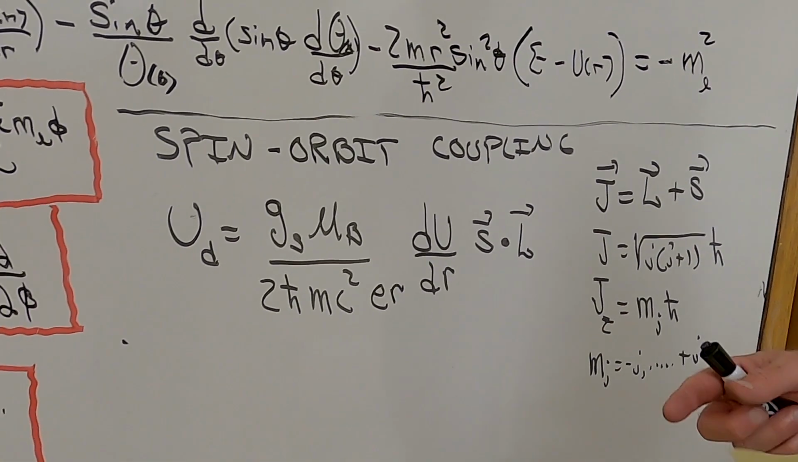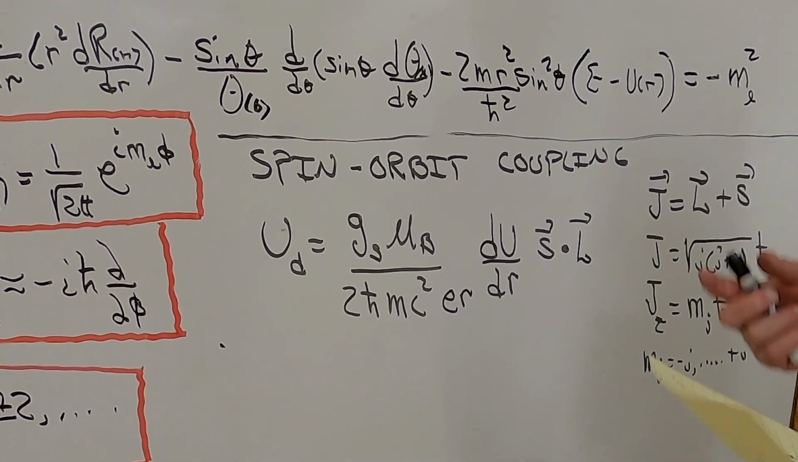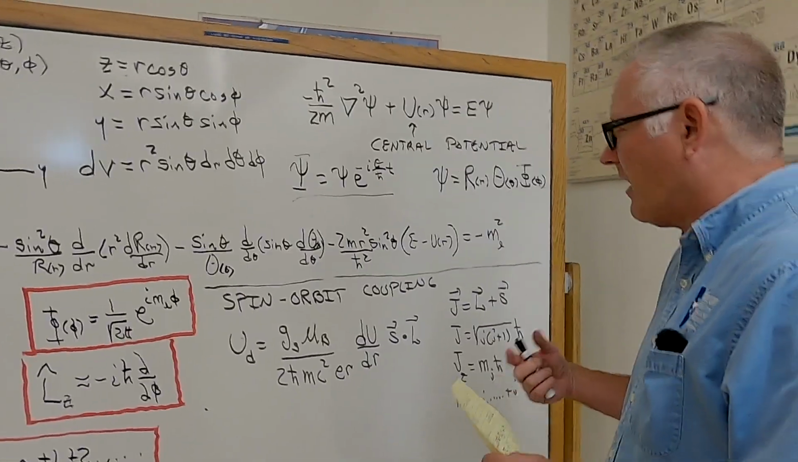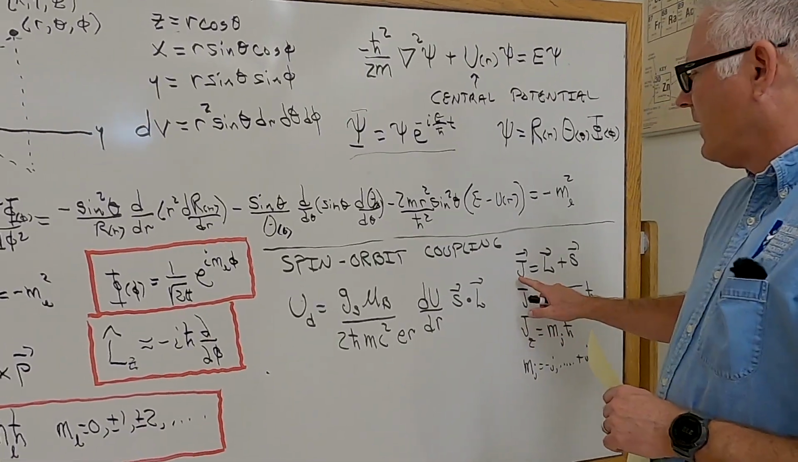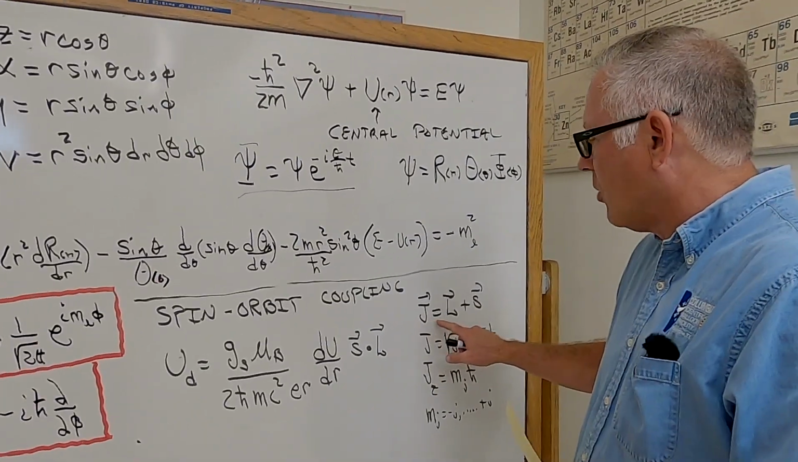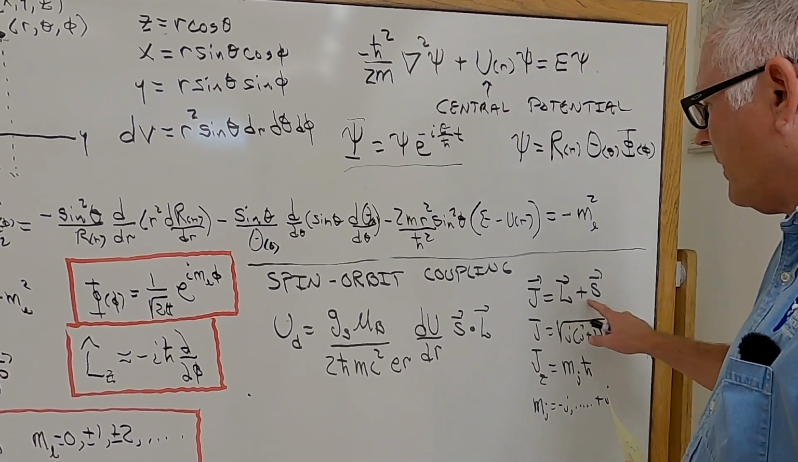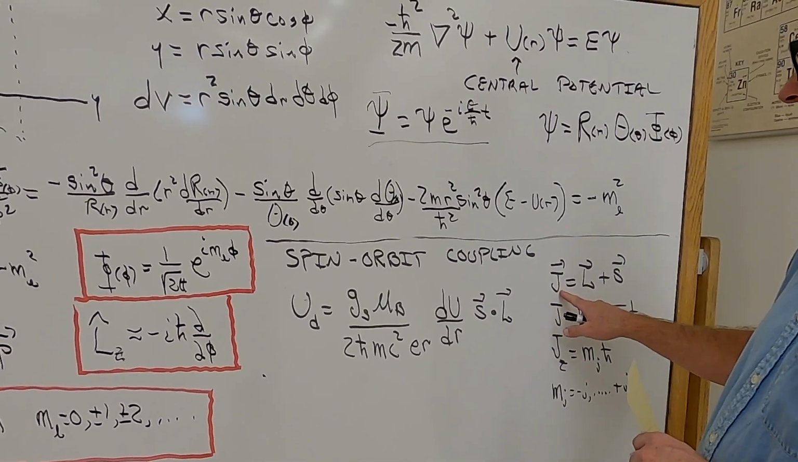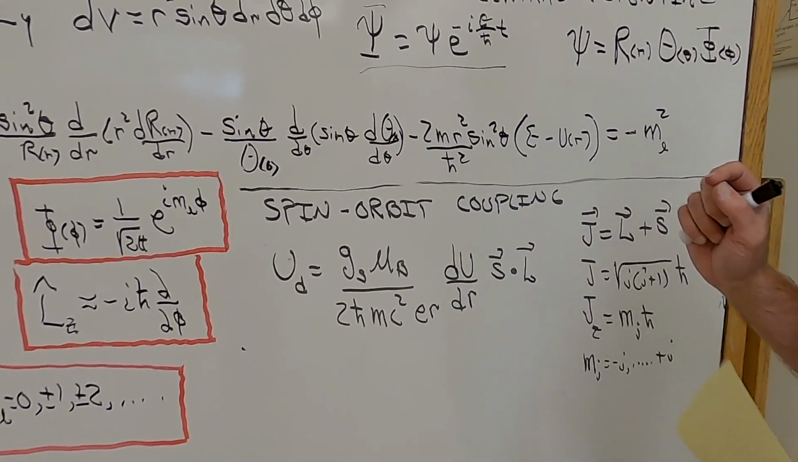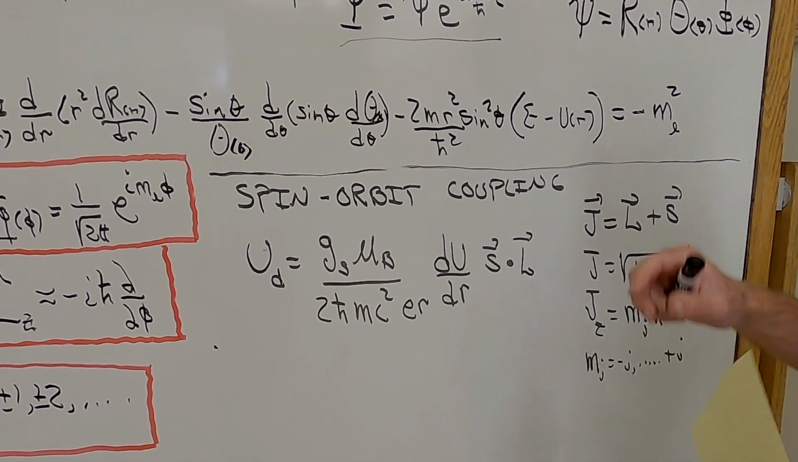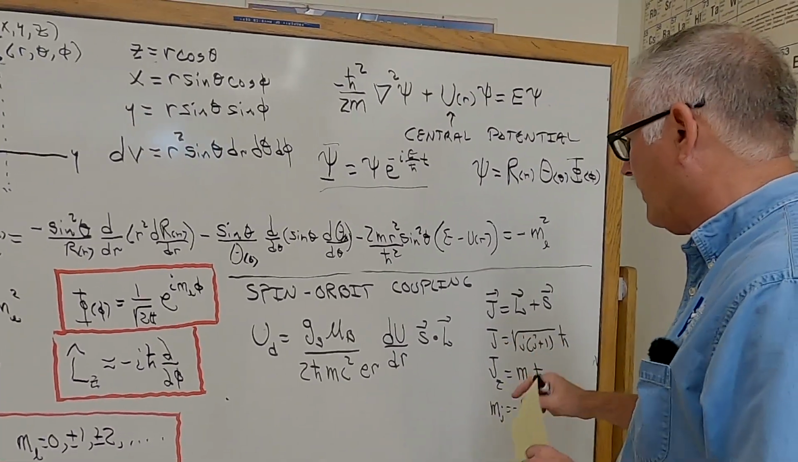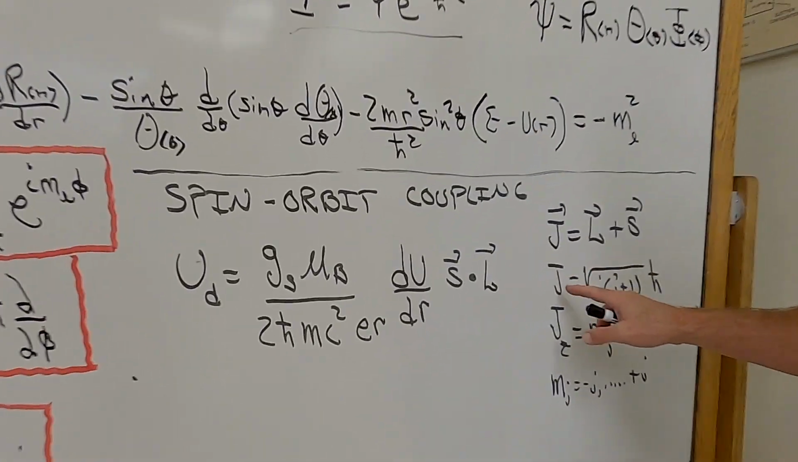S sub z and L sub z are not good quantum numbers because they're not constant. So what we do is we define the total angular momentum, L plus S, and it's this that's constant, and the z component of it that's constant. So now all we care about is the total angular momentum and the z component of the total angular momentum, and we're going to use J for that.